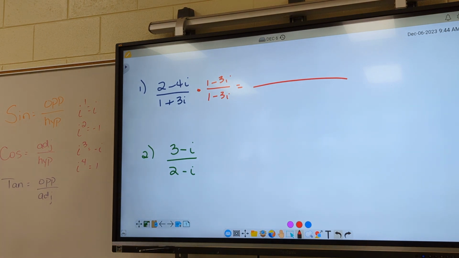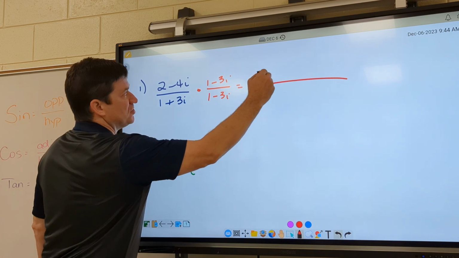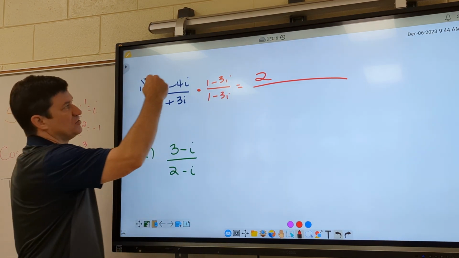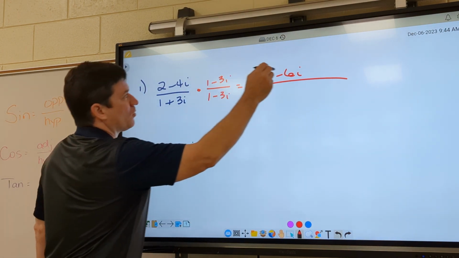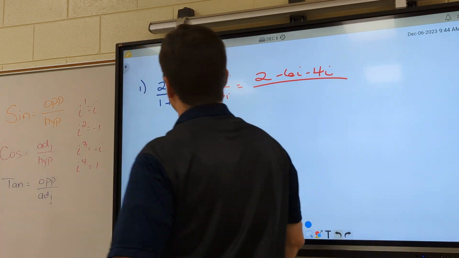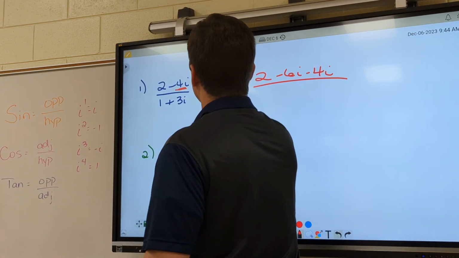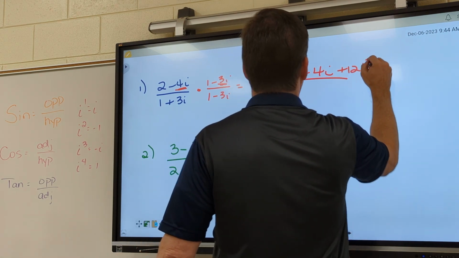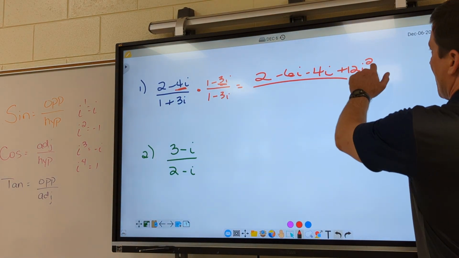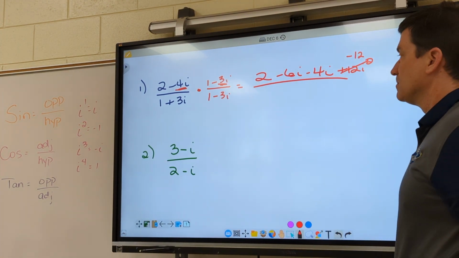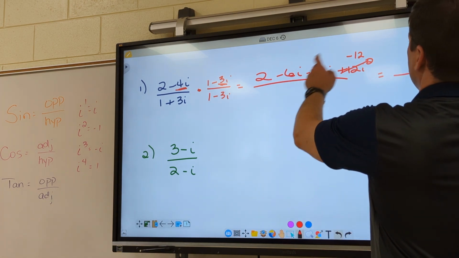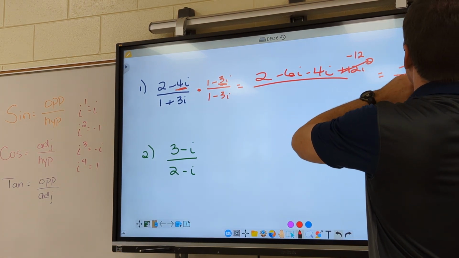So we're going to have to foil out the top. The bottom will be a lot faster to foil out because we know the middle is going to cancel. So let's foil it. 2 times 1 is 2. 2 times negative 3 is negative 6i. Negative 4 times 1 is negative 4i. All right, here's the trick. I got negative 4i times negative 3i is positive 12i squared. Now look at this one. What does that i squared do to that positive 12? Turns it into negative 12. All right, so what do we have on top? We got 2 minus 12 is negative 10 minus 10i.